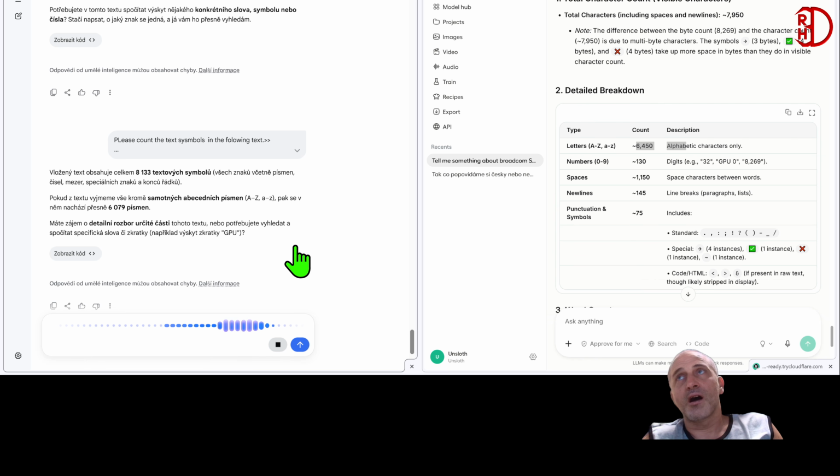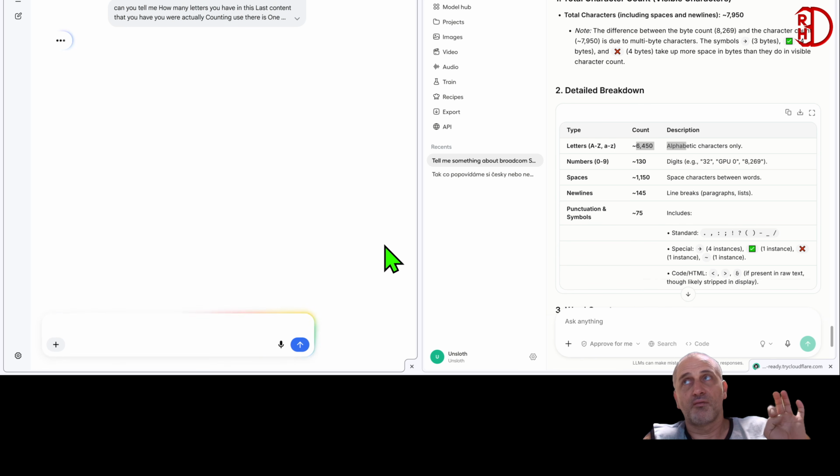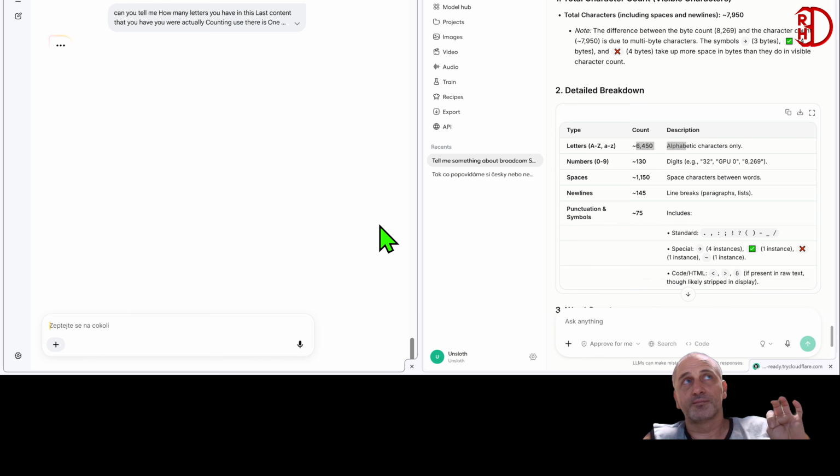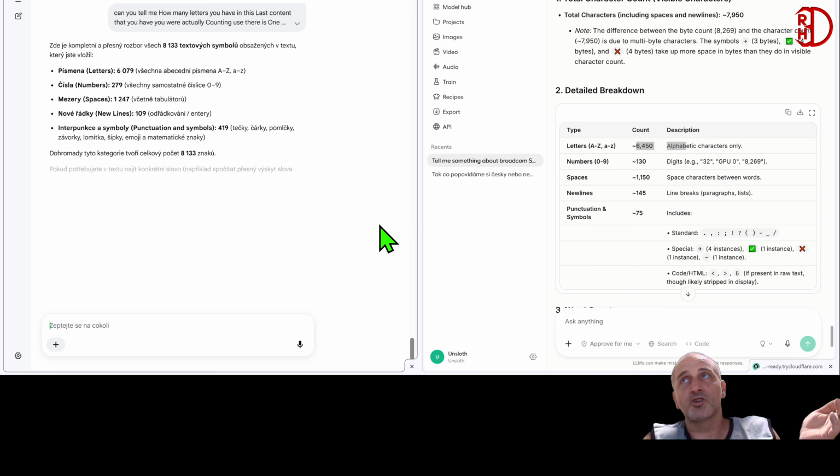And can you tell me how many letters you have in this last content that you were actually counting? You said there is 8,133 text symbols. And I would like to know how many letters is there, how many numbers is there, how many spaces, how many new lines, and how many punctuation and symbols is there. Thank you. So now we will see if he can read even the KV cache correctly.